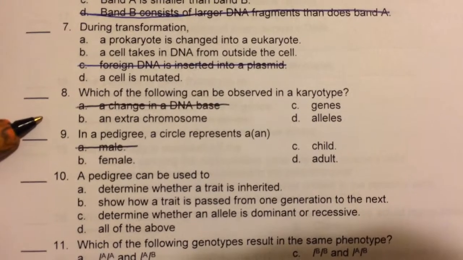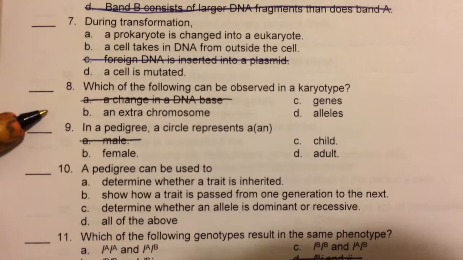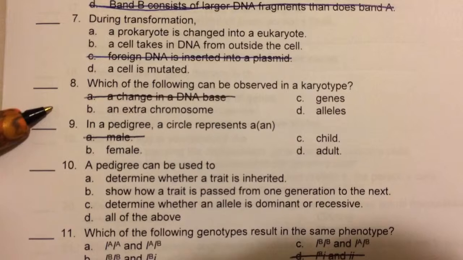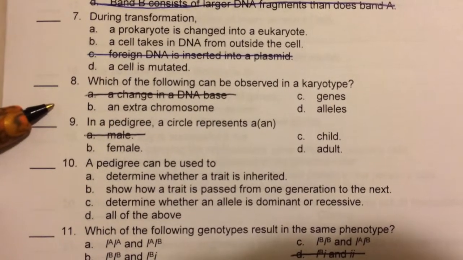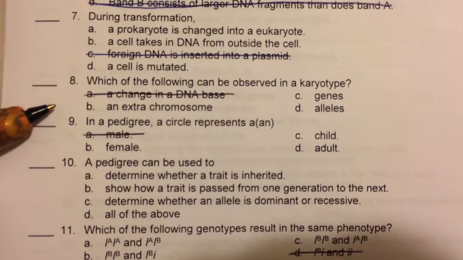Number 8, which of the following can be observed in a karyotype? B, an extra chromosome. C, genes. Or D, alleles. Which can you see in a karyotype?